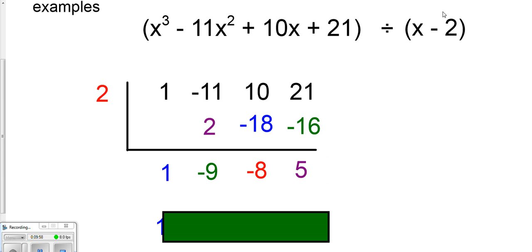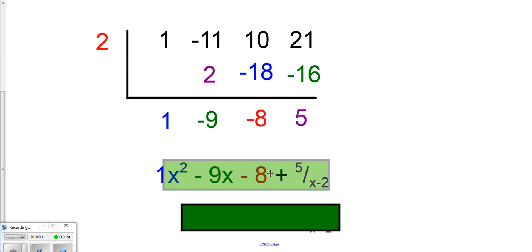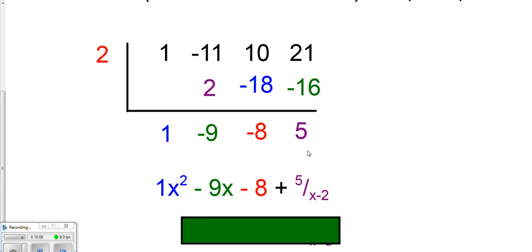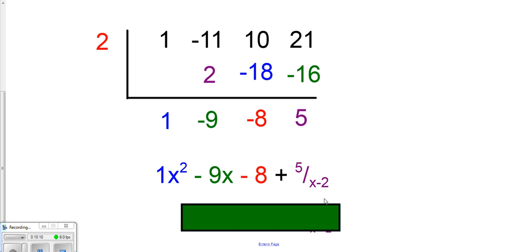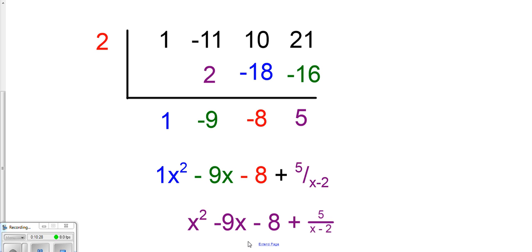So I need to look at what my divisor was. x minus 2. So when I write this out, 5 over x minus 2. That was my divisor. Here was my remainder. Remainder over divisor. My constant is still this next number here, minus 8. My degree 1 was this one, and my degree 2 was this one. So x squared minus 9x minus 8 plus 5 over x minus 2. Again, you can simplify this to look something like this: x squared minus 9x minus 8 plus 5 over x minus 2.